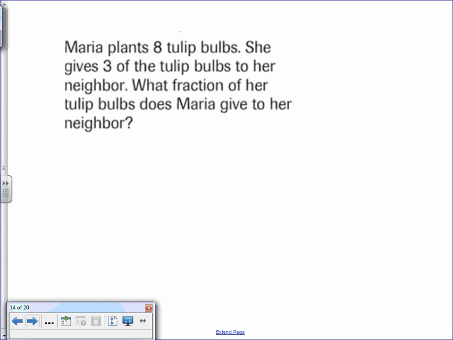Maria plants 8 tulip bulbs. She gives 3 of the tulip bulbs to her neighbor. What fraction of tulip bulbs does Maria give to her neighbor? It's way easier than you think. Kyle? No. She plants 8. She gives 3 of the bulbs away. How many does she give? What fraction does she give away, Joanna? 3. Yeah.